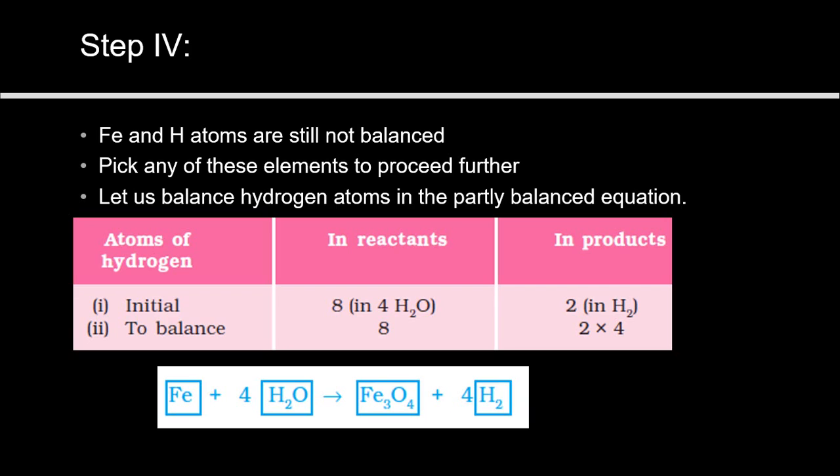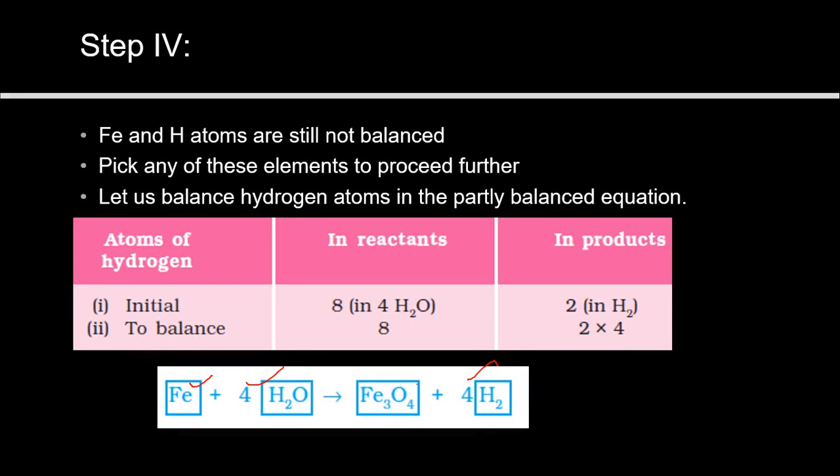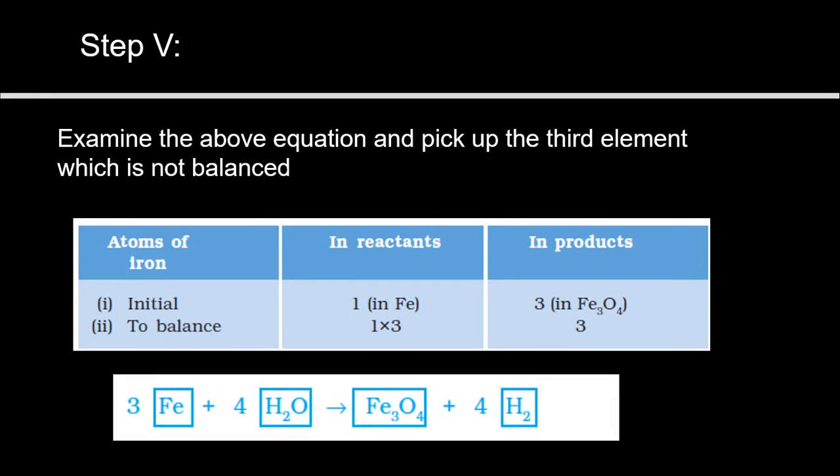So iron and hydrogen are still not balanced, so we are going to multiply the hydrogen by 4. So 4 into H2. Okay, so now you check it, the oxygen is balanced and the hydrogen is also balanced. Okay, but still now iron is not balanced. Here we have only 1 iron, but at the product side we have 3 irons, so iron is not balanced. So at the fifth step we are going to multiply the iron by 3.